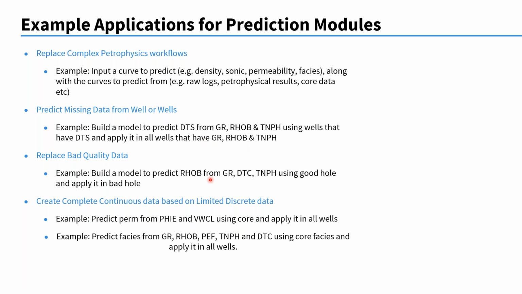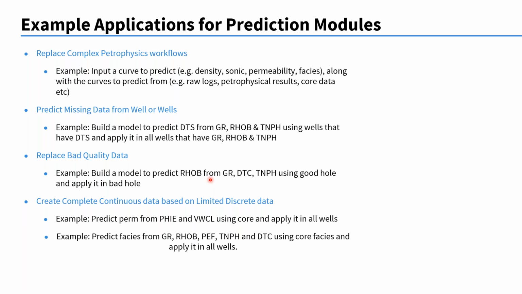But what if you also want to complete a continuous database on limited discrete data? So for example, if you want to predict permeability, right, from the porosity or the volume of clay using core data and then apply it in all the wells. Or another example could be if you want to predict electrofacies from the electrical logs, from the gamma ray, from the density, from the PEF or the sonic, using core facies and then apply it in all the wells. You could do this with the curve prediction modules.